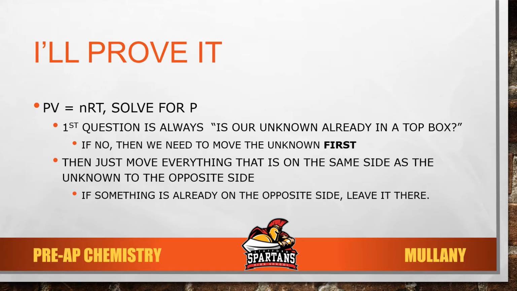Then once the unknown is in the top box, or if it already started off in the top box, we're going to move everything that's on the same side as the unknown to the other side. And remember, if it's already on the other side, leave it there, and things can only move diagonally. So we have our PV equals nRT. Remember, there's the boxes, and let's go.